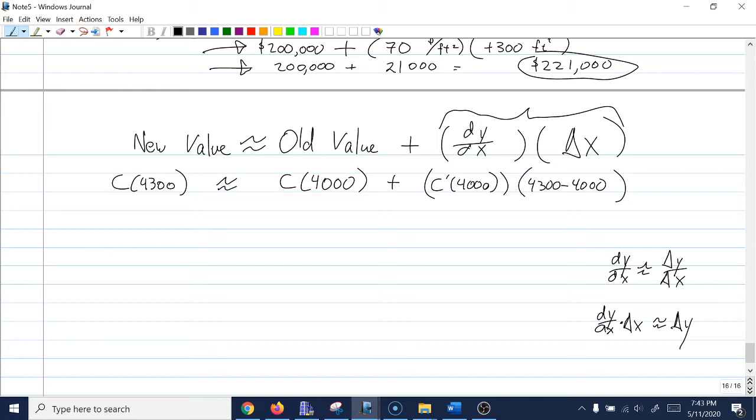You want to know what's the new y value? Well, I know the old y value. How much should I change it by? Delta y means the change in y. It is how much should I change the old y by to get the new y. That's another way of looking at what this is telling us.